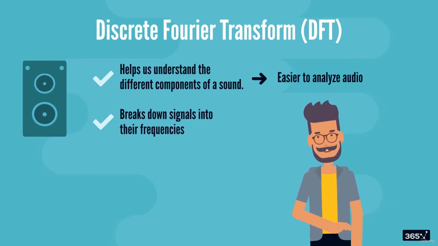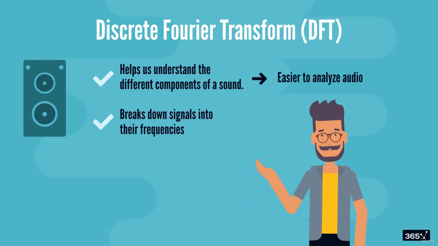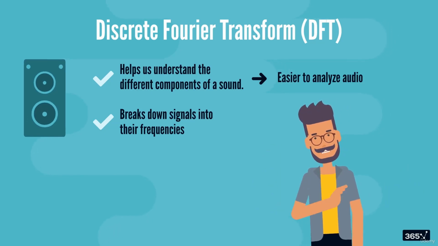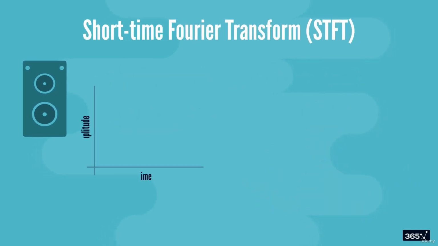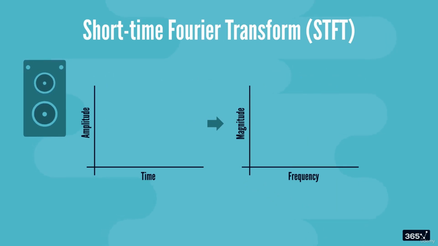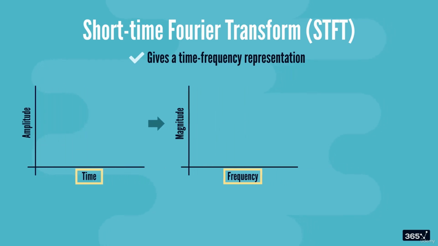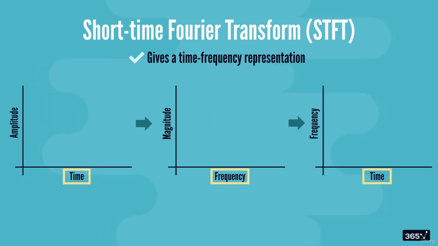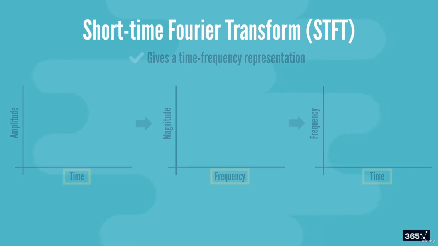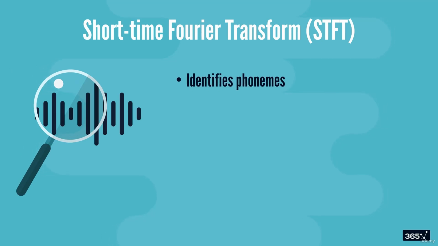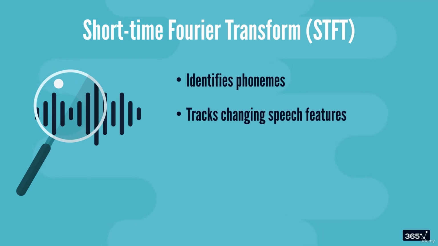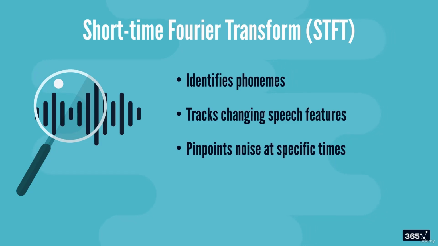DFT breaks down digital signals into their component frequencies, but does not reveal how these frequencies vary over time. For this purpose, we use the so-called short-time Fourier Transform, or STFT. Unlike the DFT, which provides a single frequency spectrum for the entire signal, the STFT gives a time-frequency representation, showing how the frequencies vary at different points in time. It's crucial to determine which frequencies are present and when they appear in the signal. In speech recognition, the STFT identifies phonemes and tracks changing speech features over time, pinpointing and filtering noise at specific times and frequencies.